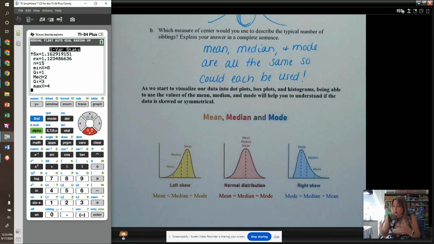And that's the stuff we're going to keep talking about as we go through and look at our data. And now we're also going to go through these next few lessons and visualize this data using dot plots, box plots, and histograms.